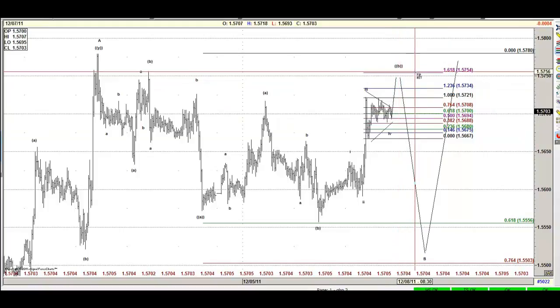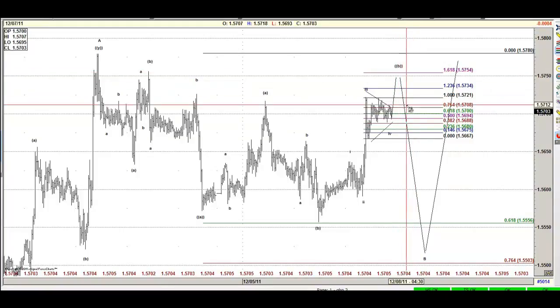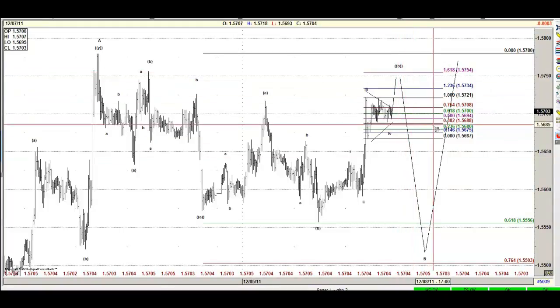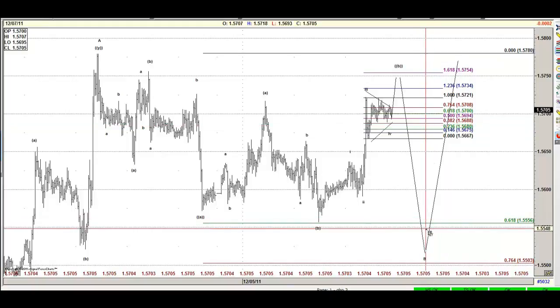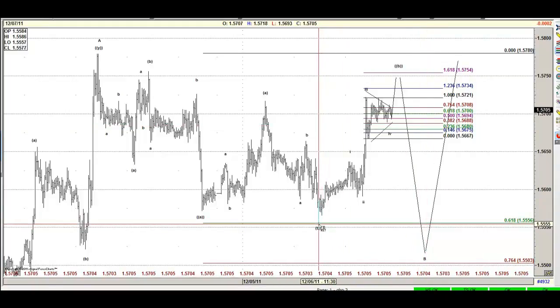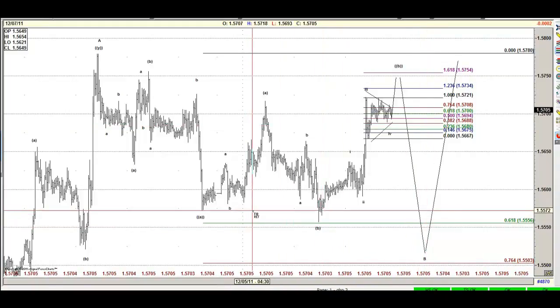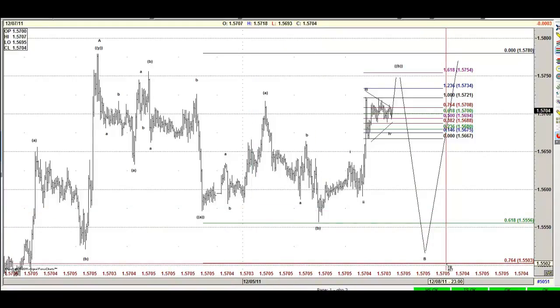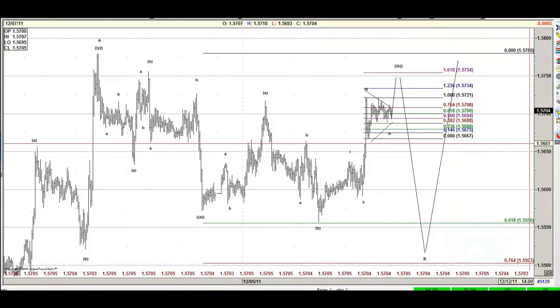157.34, 157.54, and then from there the pair should trade lower to minimum below the low right here around 155. So 155 can be a place in that case for cable.